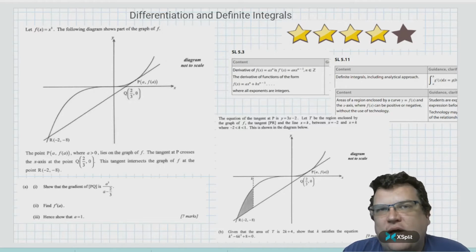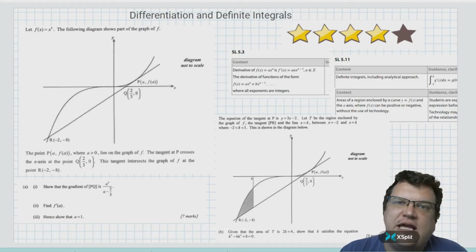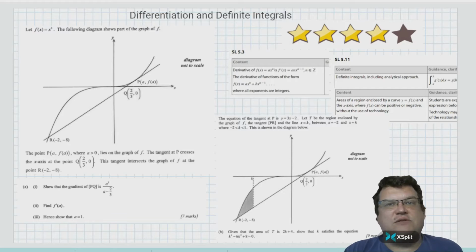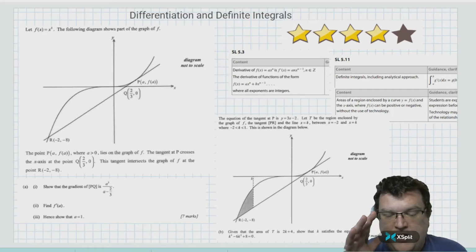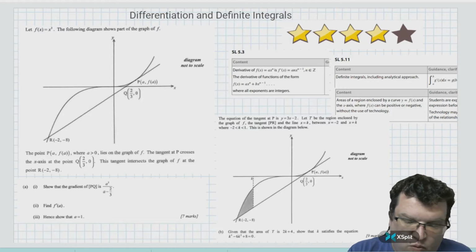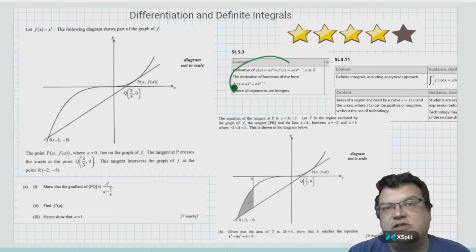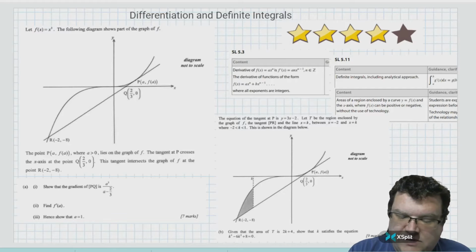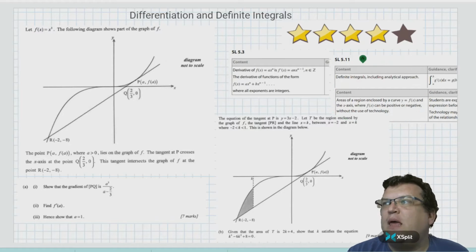Now today's question involves some calculus. It's taken from section B of paper 1, so no calculator for this one. It comes from section 5 of the syllabus. You can see here we're dealing with some differentiation and understanding the derivative as a gradient, and we're also dealing with some definite integration involving finding the area under a curve.